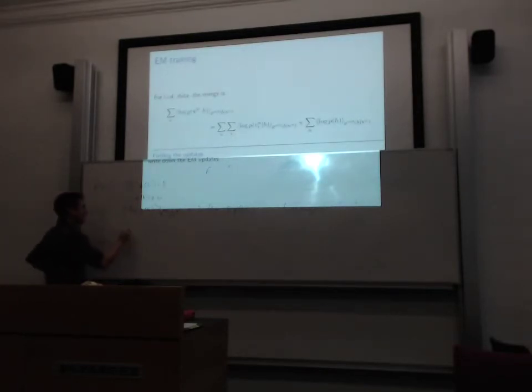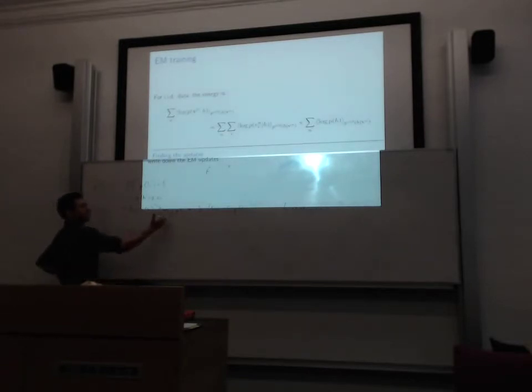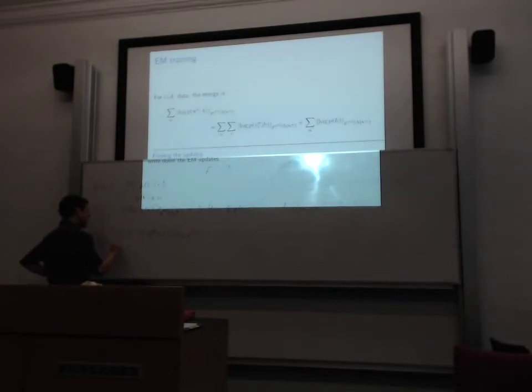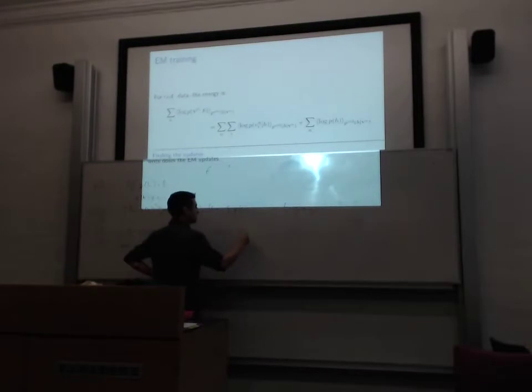So that would be equal to the sum over n. This expectation is like a linear operator, so it won't affect it. Let me write it down more carefully, so maybe you'll see. The sum over h of p old of h given x_n times log p of h. Okay, and we want to differentiate this with respect to p of h, plus lambda times (1 minus the sum over h of p of h), and we want to differentiate this again with respect to p of h.